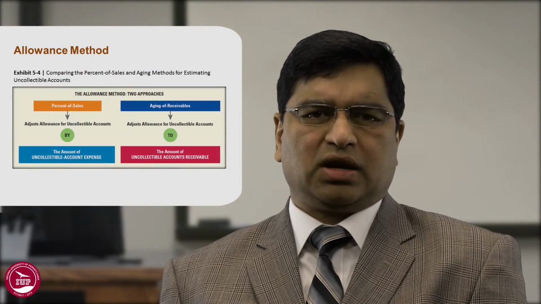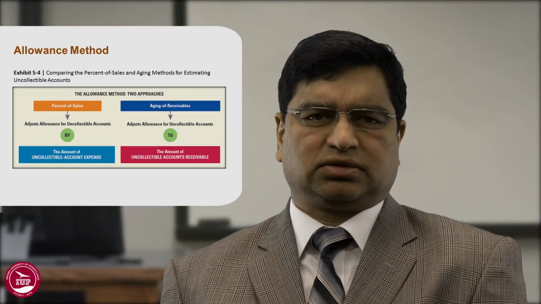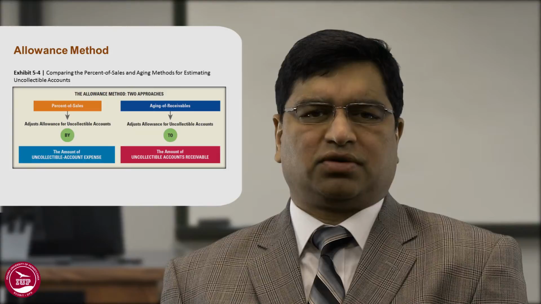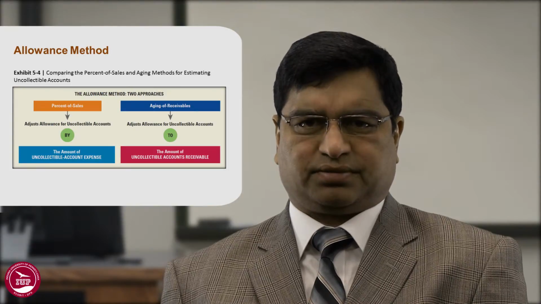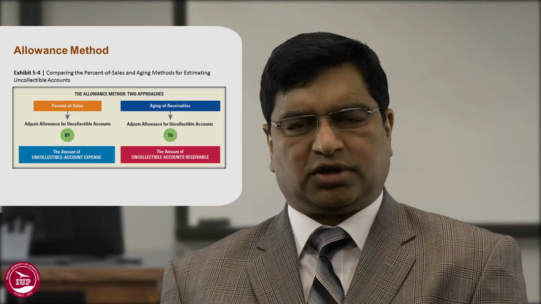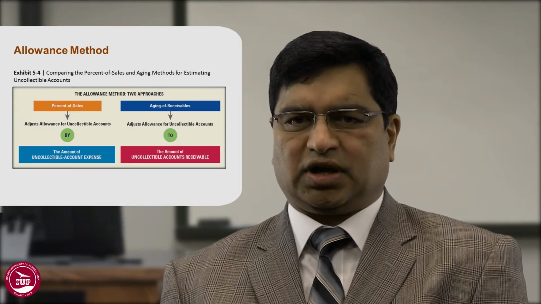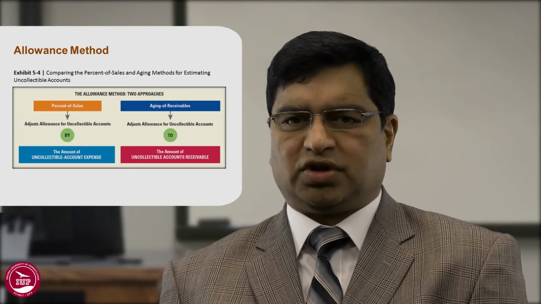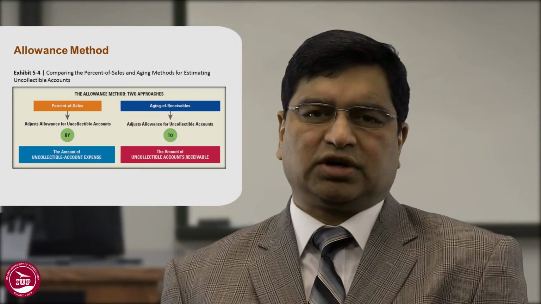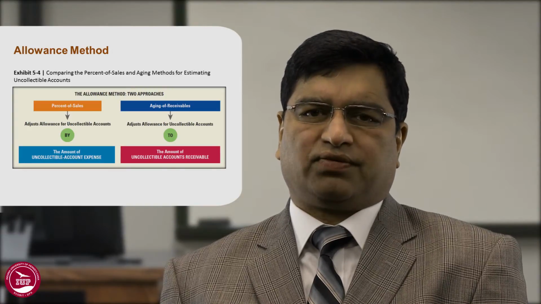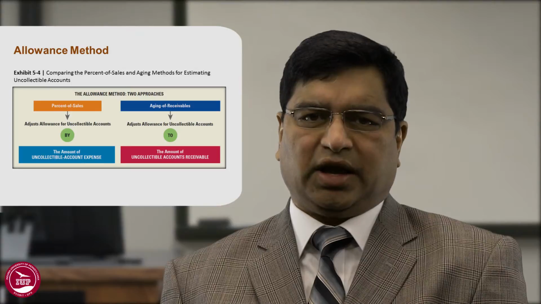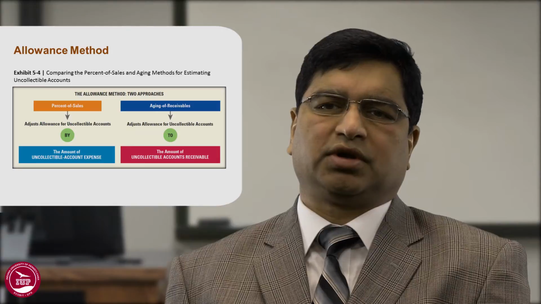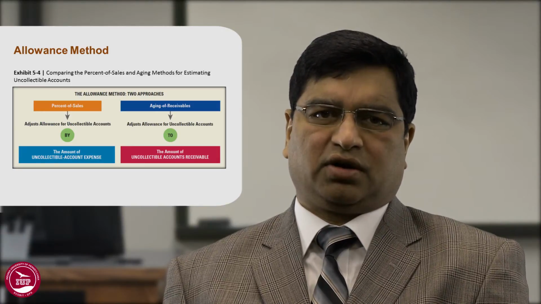So when you use the percentage of sales method, you adjust the allowance for the uncollectible by the amount of uncollectible account expense. In the aging of receivables method, you adjust the allowance for the uncollectible account to the amount of uncollectible account receivable. So in this case, we wanted the balance of the allowance account to be 98. We already had an opening balance of 10. That's why we made the adjustment entry with $88 million.